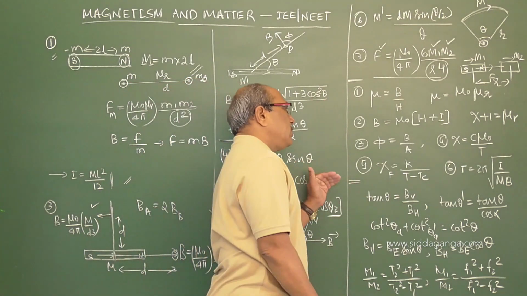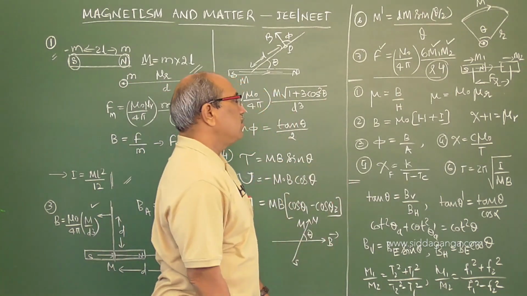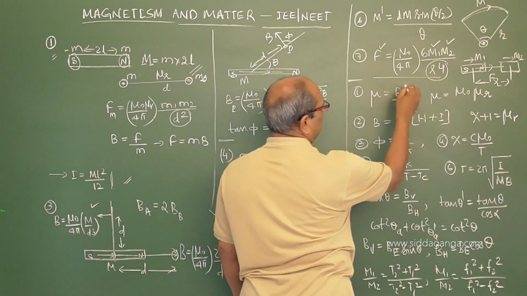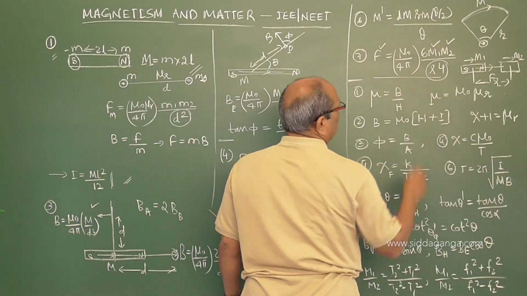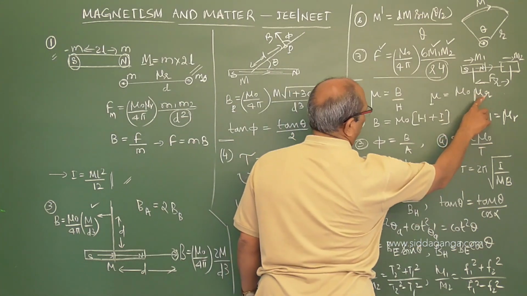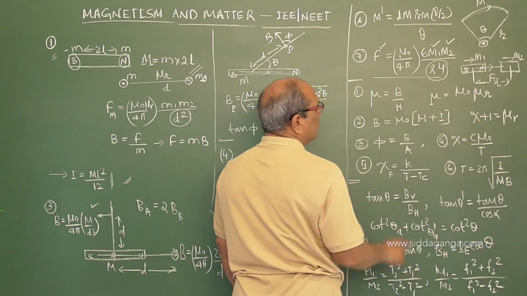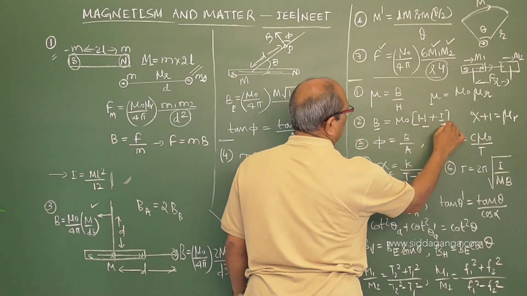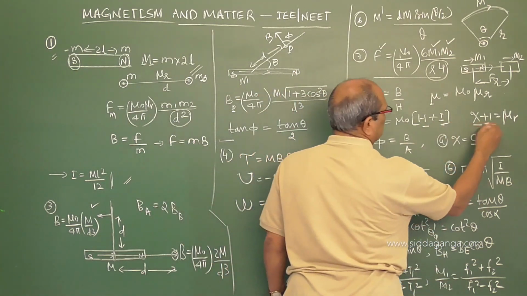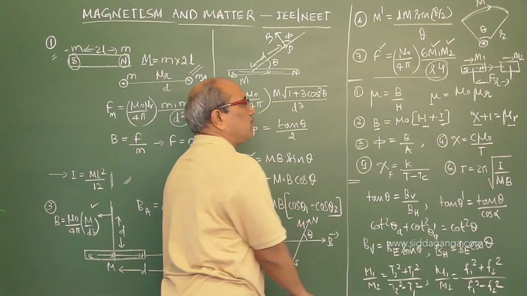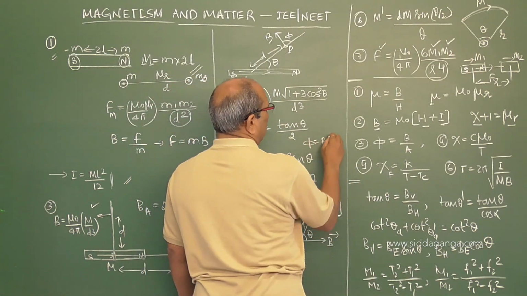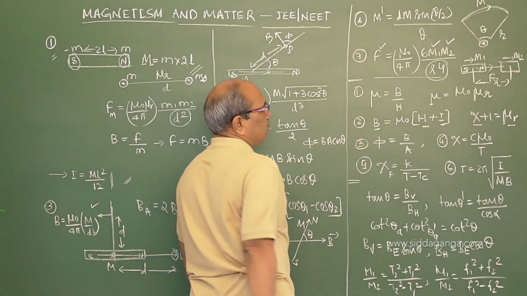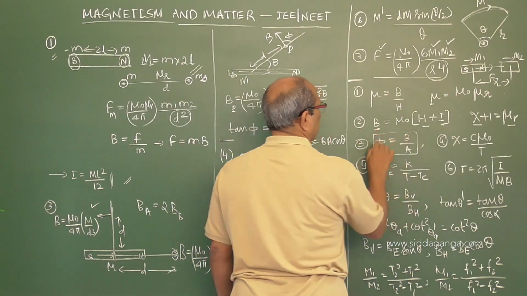So as far as magnetism of matter is concerned, permeability of a medium is magnetic flux density by magnetizing field, or magnetic permeability of medium can be mu naught into mu r, or mu r is mu by mu naught. Relation between B, H and I. Relation between susceptibility and relative permeability we have discussed. Flux generally we write as BA cos theta. The maximum flux is given by this.